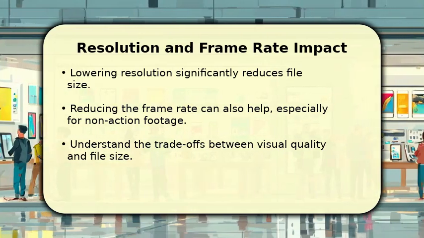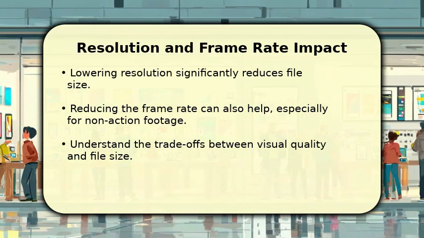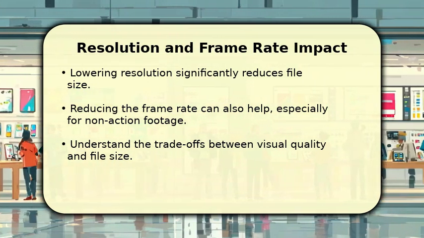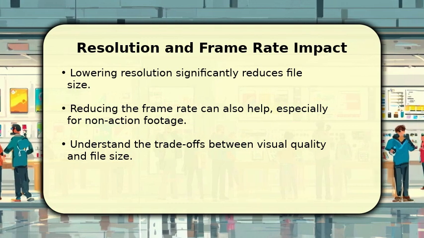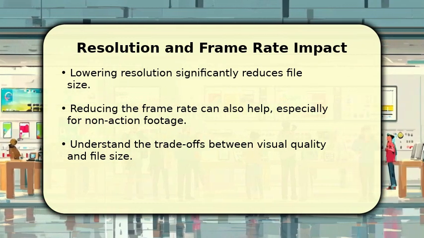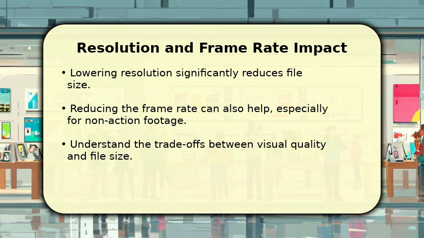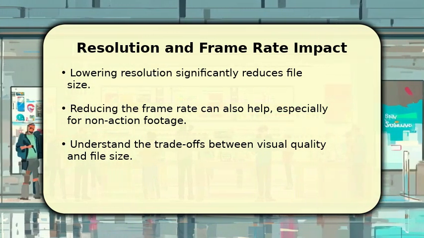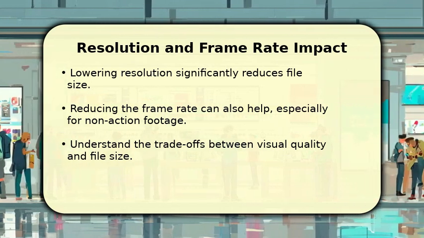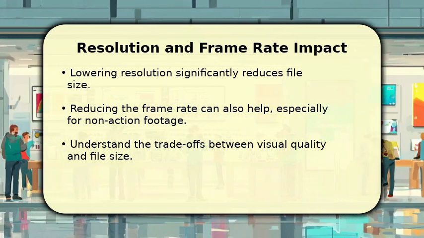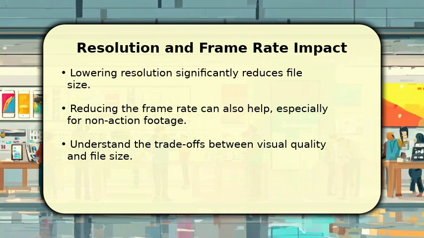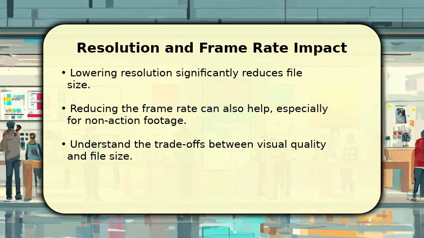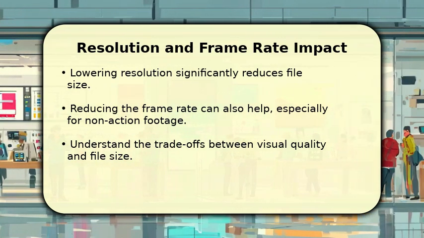Resolution and frame rate also play a huge role in video file size. Reducing your video's resolution, for example, from 4,000 pixels to 1,092 pixels, can drastically cut down the data. Similarly, lowering the frame rate from 60 frames per second to 30 frames per second, especially for content without rapid motion, will yield smaller files. Always consider your target platform and audience to find the optimal balance between visual fidelity and file size.